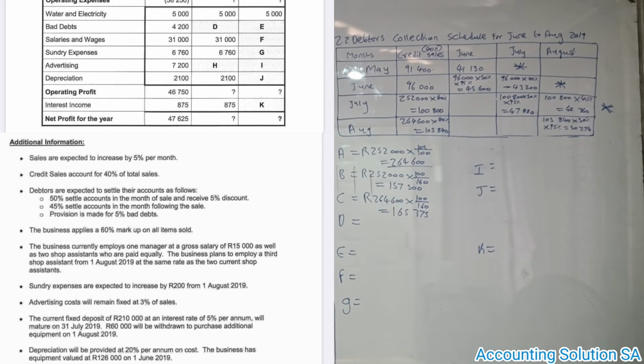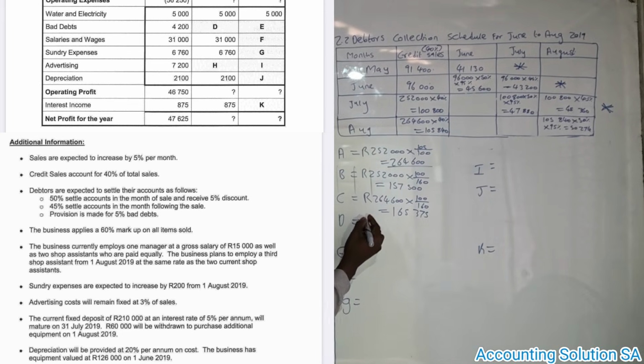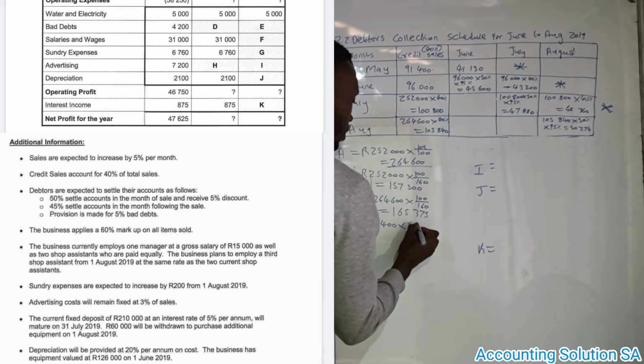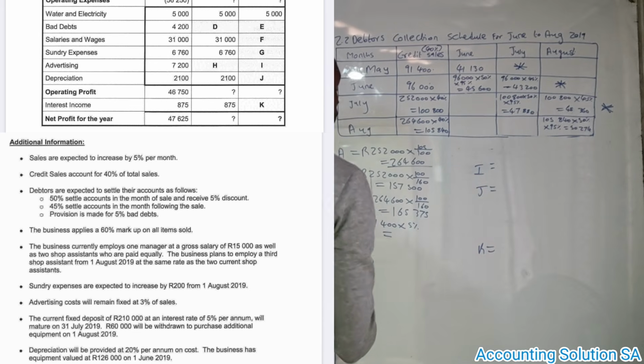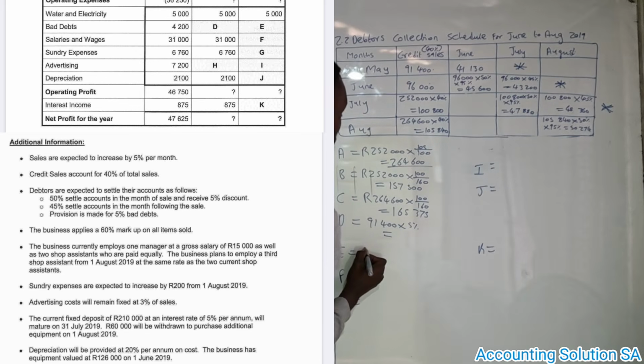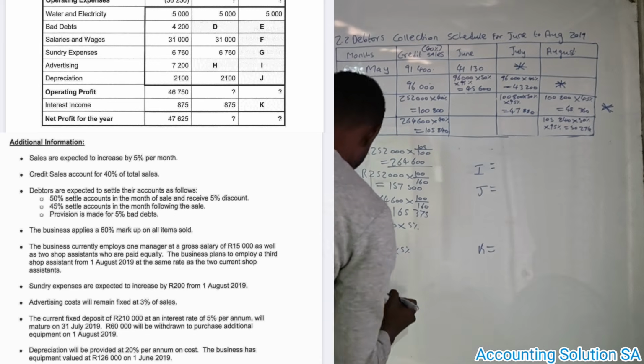Okay, then the next one, they want us to calculate number D, bad debts for July, and number E, bad debts for August. I already show you this one, guys. 91,400, and we calculate for July, which is 5% bad debts. And for August, we're gonna use 96 because it's here bad debts. 96,000 multiplied by 5%.